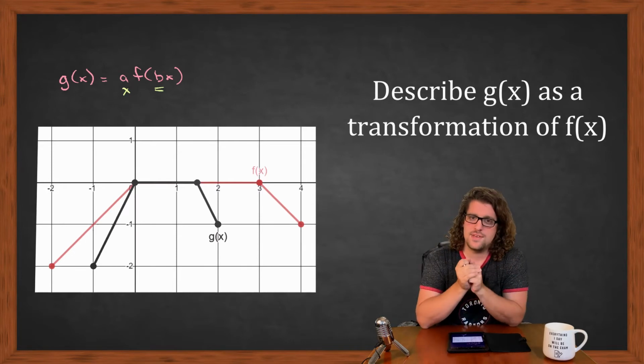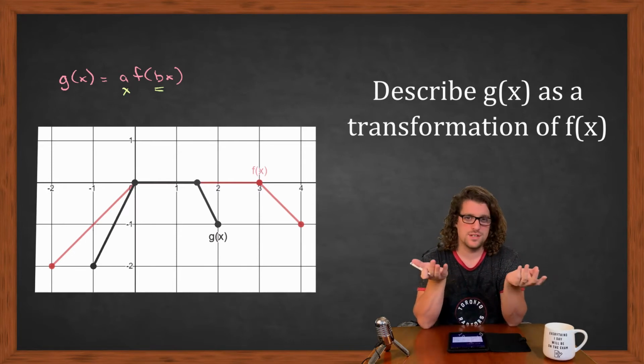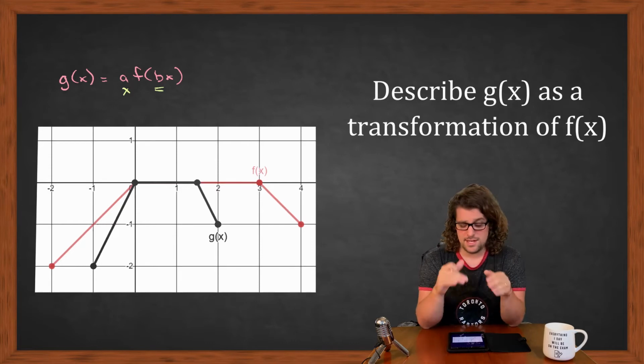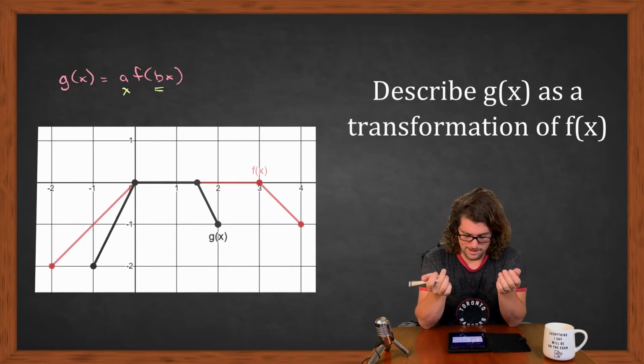What that actually means is that the a value is 1, but a coefficient of 1 is the same thing as not writing it in. So that's what I'm going to do. I'm just not going to bother writing it in.